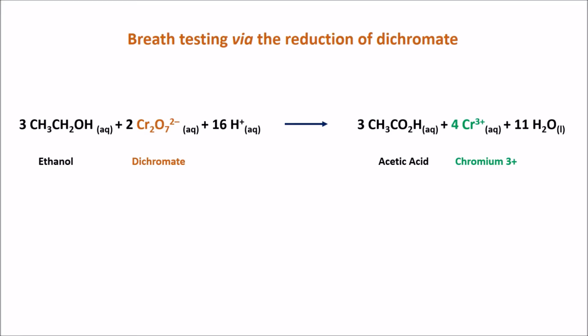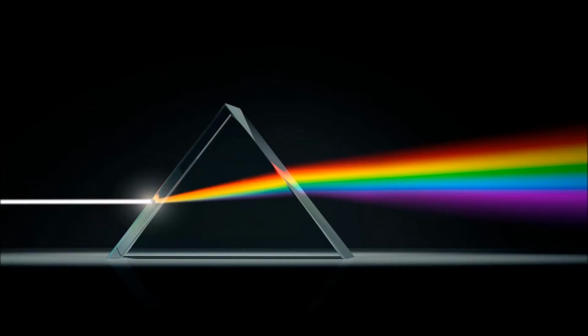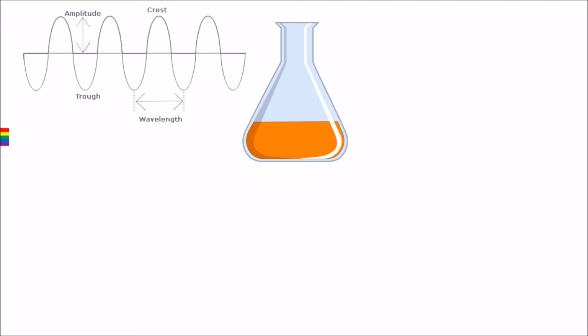UV-vis spectroscopy works by shining a certain wavelength at a sample and measuring how much of it is absorbed by the solution. The basis of this technique is that different wavelengths of light interact with different molecules. Our solution appears orange when we shine white light at it. But why is that? The colour of light depends on its wavelength. White light contains all wavelengths of the visible spectrum. You can see the different colours if you shine white light at a prism.